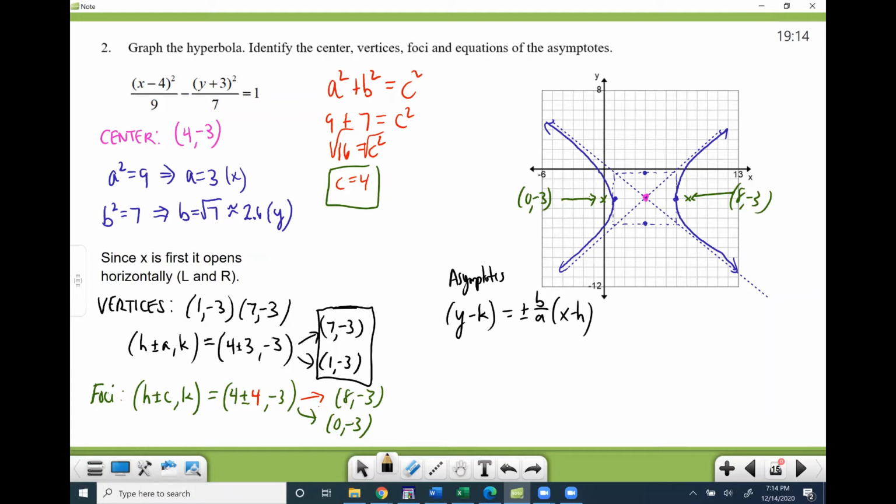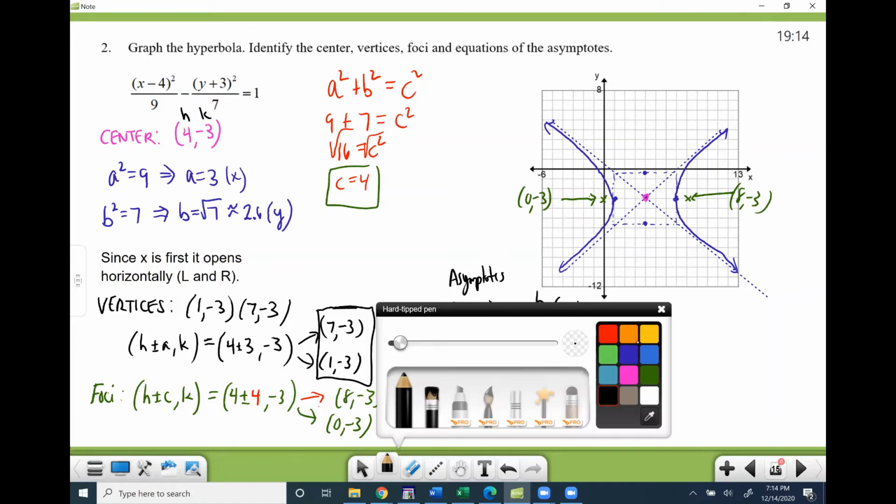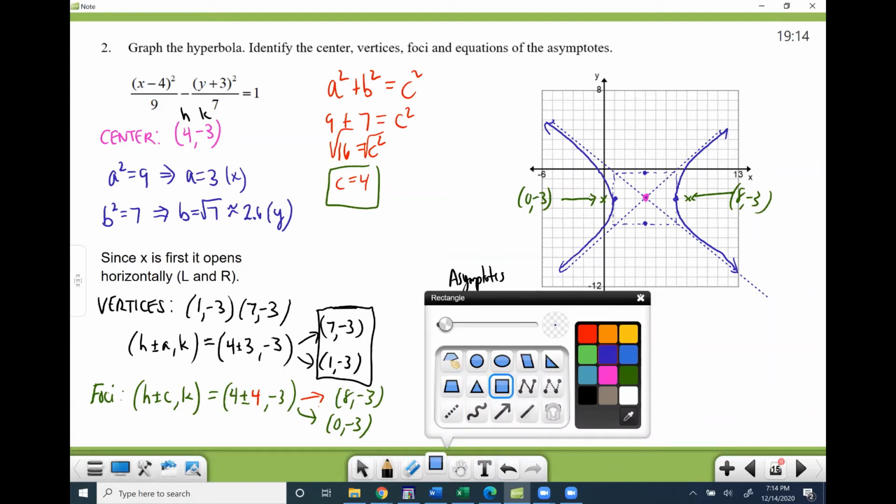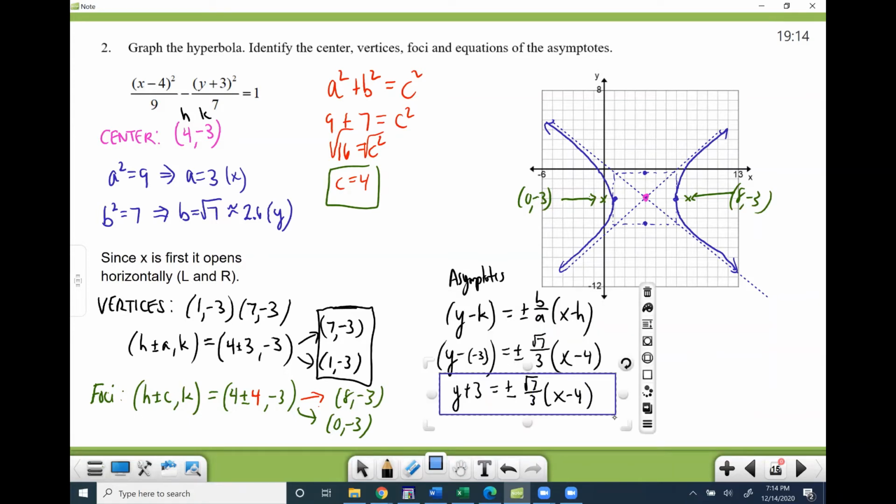So let's go ahead and plug in the h and the k. So h is 4, k is -3. B is √7. A is 3. And you have your two equations. Okay, you box them. Bam. Okay.